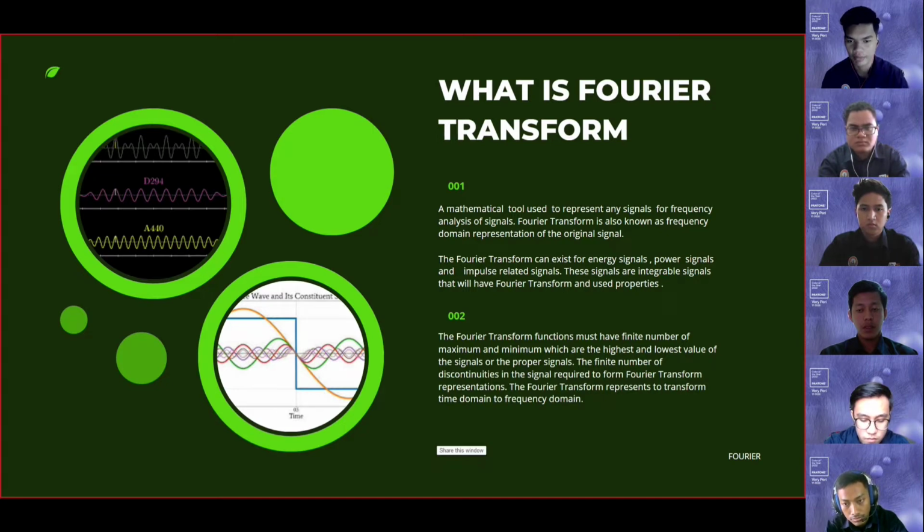Secondly, the signal for Fourier transform must have a finite number of maxima and minima, which are the highest and lowest values of the signal or the proper signal. A finite number of discontinuities in the signal is required to form the Fourier transform representation. This can represent the transform from time domain to frequency domain. So I will pass to the next slide.